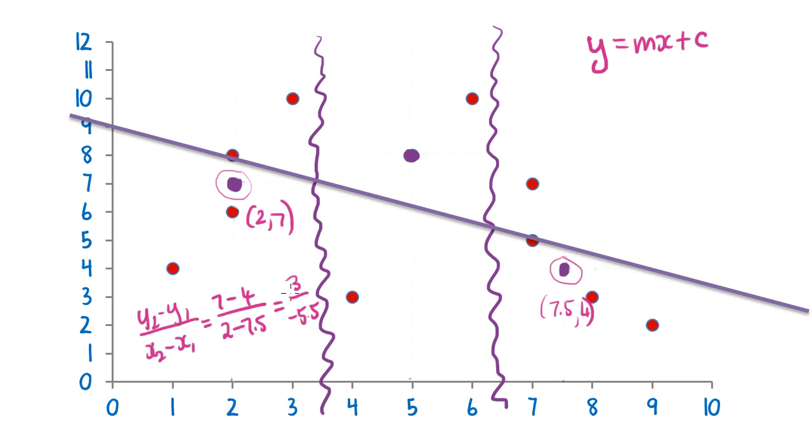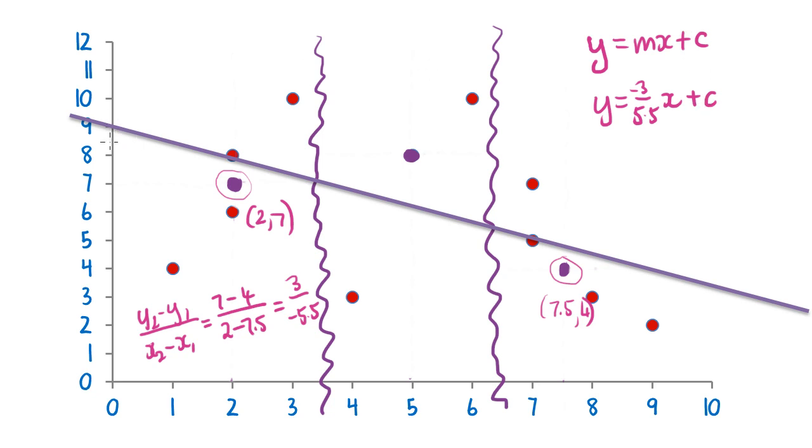And I do want to get a negative answer, because if you have a look at my linear graph, it's going down the hill. So if I'd gotten a positive number, well, I'd be concerned. So negative, this is good. 3 over 5.5. That's my m. Y equals negative 3 over 5.5x plus c. Now I just need to find the c.